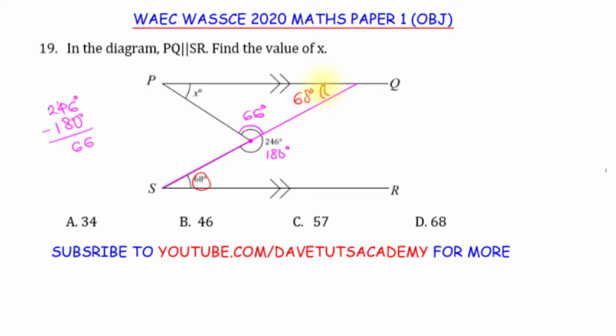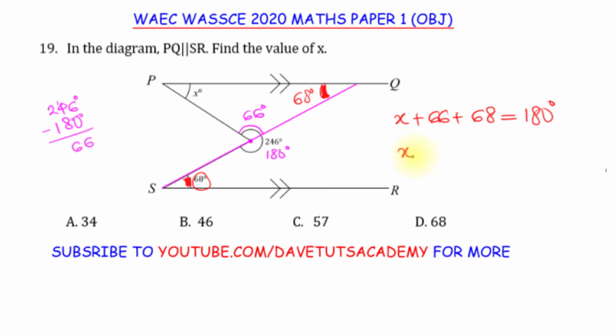Why? Because this angle that I'm shading in red and this angle here, they are alternate angles. So if I'm doing that, I can now say, look at this now. I have 3 angles. I have X, I have 66, and I have 68. And they constitute angles of a triangle. And the sum of angles of a triangle is 180 degrees.